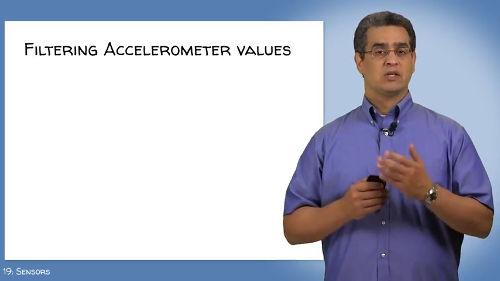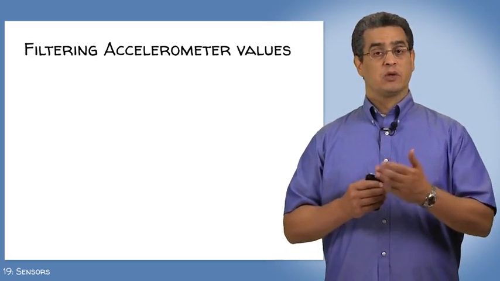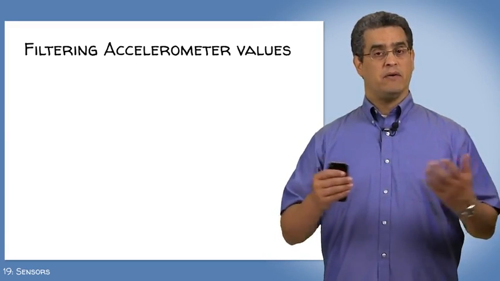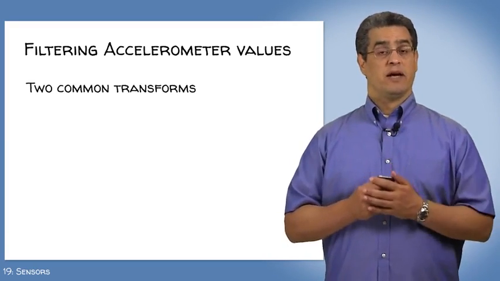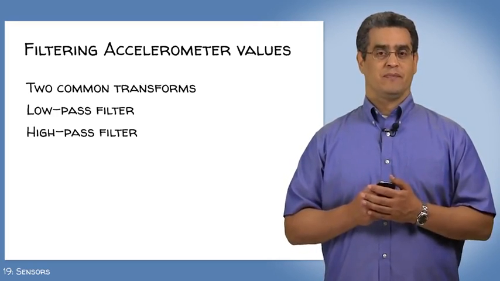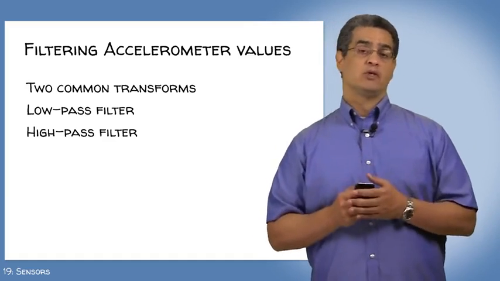When creating sensor-enabled applications, developers will often apply transforms to the raw data to smooth it out. Two common kinds of transforms are called low-pass filters and high-pass filters. Let's talk about each one of those one at a time.